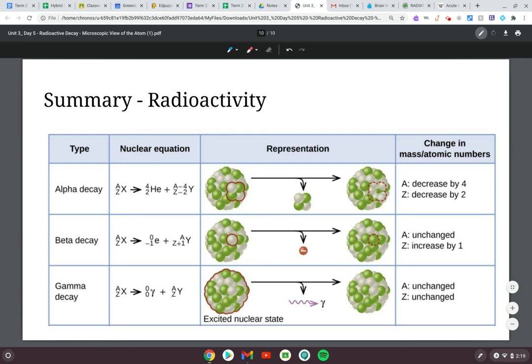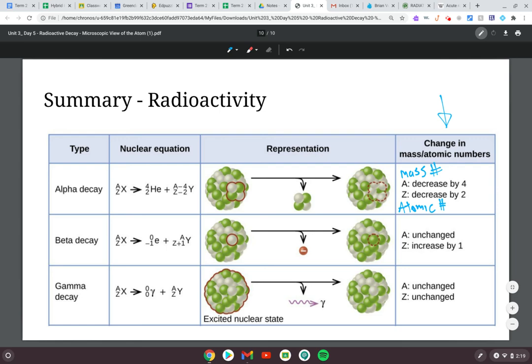So the other way to look at it, which I think is a pretty decent part of this chart right here, is that as you do alpha decay, the mass number is decreased by 4 as you go to the product side, and the atomic number is decreased by 2 as you go to the product side. In beta decay, the mass number is unchanged and the atomic number increases by 1. And in gamma decay, the mass number and atomic number are both unchanged.